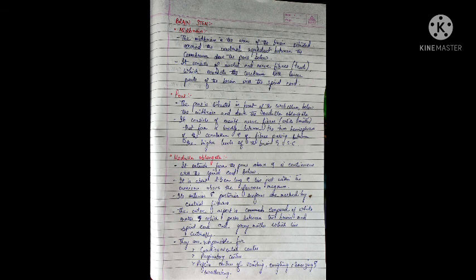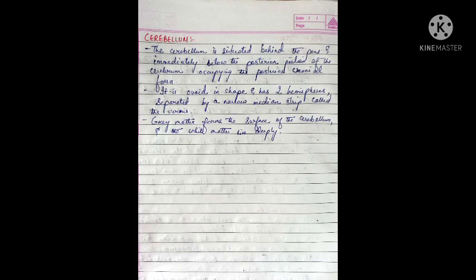Next is the cerebellum, which lies just below the cerebrum. The cerebellum is situated behind the pons. The pons lies anterior to the cerebellum, which means the cerebellum lies behind the pons and immediately below the posterior portion of the cerebrum, occupying the posterior cranial fossa. So it lies just posterior to the cerebrum.